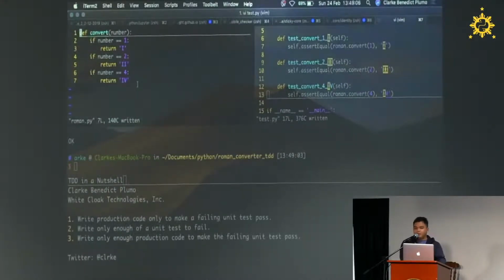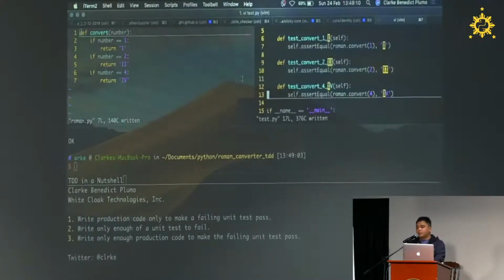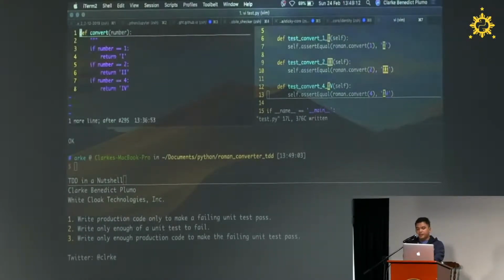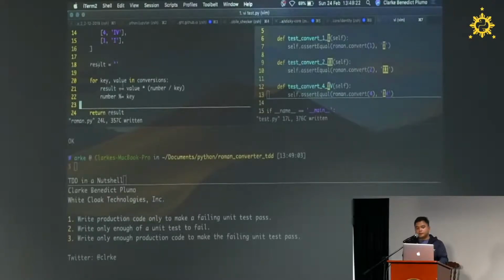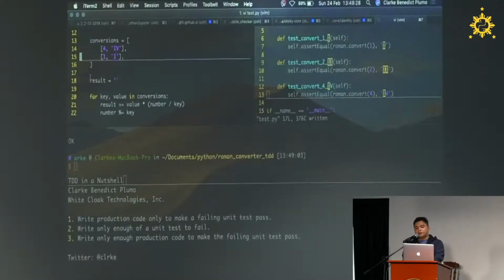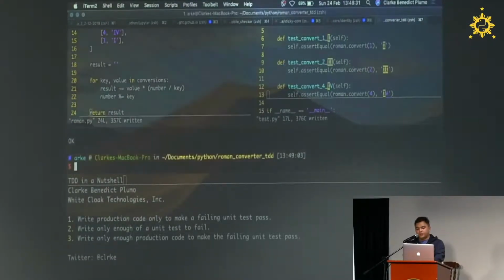I know what you're thinking. You're just putting a lot of if statements. So this isn't going to be scalable. You need to refactor. So that's why I'm just going to comment this out and I'm going to do this algorithm. Whenever the number is greater than the key, which is here, it's just going to keep on appending into the result. So okay, let's test if this works.